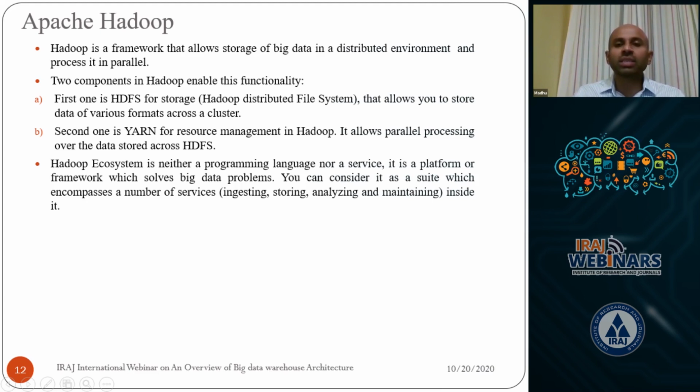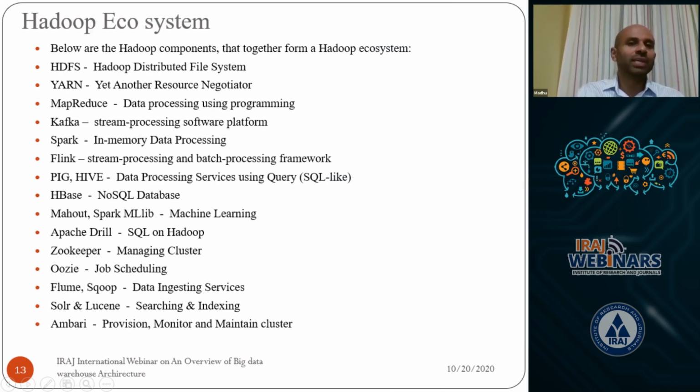Second one is YARN, which allows you to process in parallel this data which has been stored across HDFS. Meaning you first put the data across the cluster and then you process it over the cluster using YARN. So the concept is doing it in parallel, and in future, when I want to increase the speed, you basically scale it across: as the number of servers is increased, the processing speed increases. That is the basic concept of Apache Hadoop.